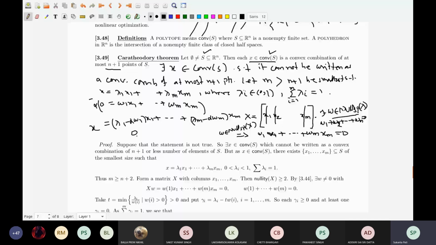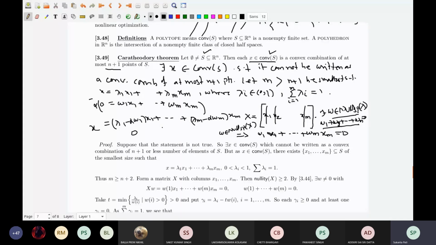So in that, and further, what is the sum of the entries of w? Now the sum of the entries of w was 0, and therefore what will be the sum of the entries of this combination? Now this combination, the sum of the entries will also remain 1. Earlier it was 1, it will remain 1.